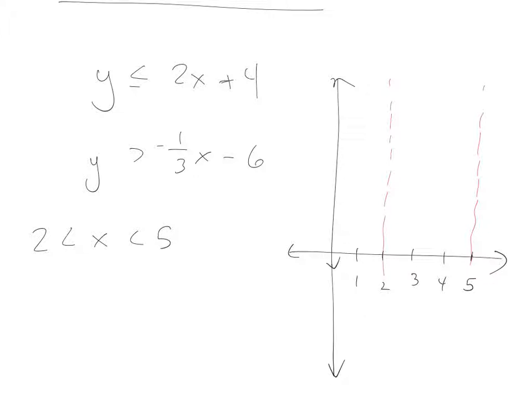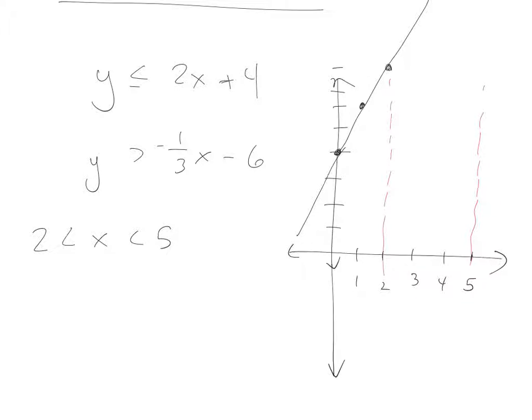Now, we have to graph our two inequalities. 2x plus 4. I'm going to go up to 4. If my slope is 2, the simple way to do this is go up 2 over 1, up 2 over 1 consecutively. So this is going to be an ugly looking line. And that's a solid line there.